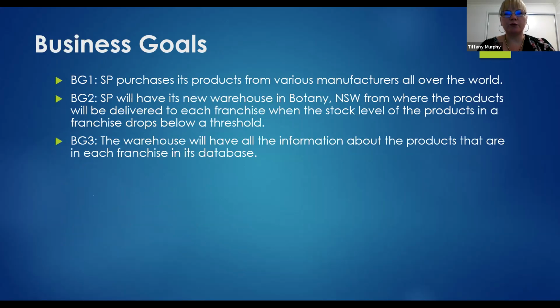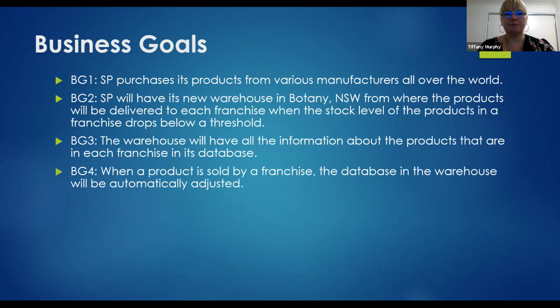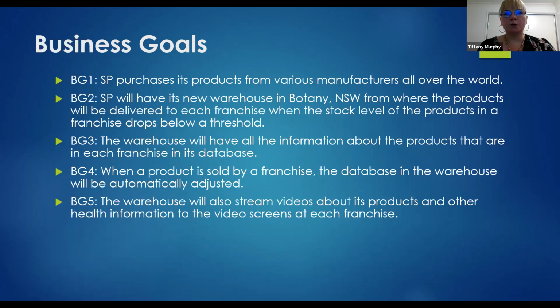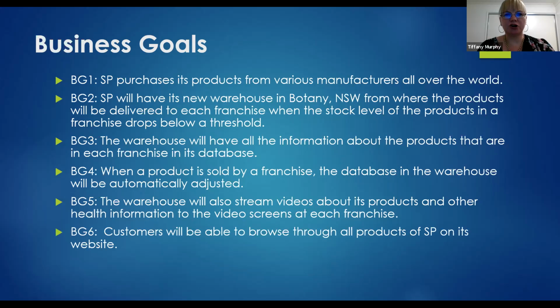The warehouse will have all the information about the products that are in each franchise in its database. When a product is sold by a franchise, the database in the warehouse will be automatically adjusted. The warehouse will also stream videos about its products and other health information to the video screens at each franchise. Customers will be able to browse through all products of Smart Pharmacy on its website.